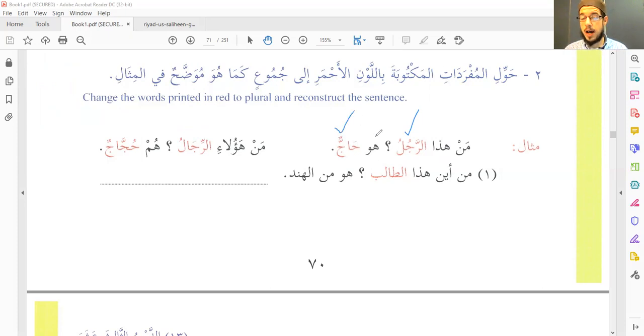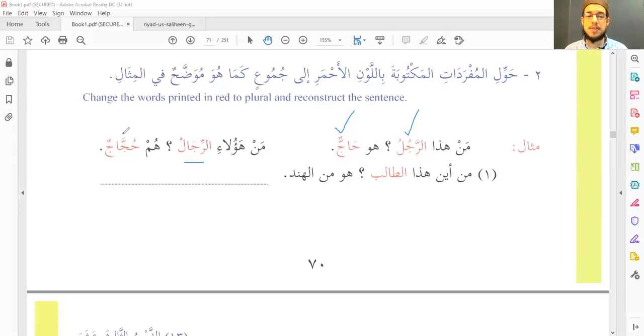So the first thing that we're going to have to do is convert those two nouns into their plural forms, right? Both of these happen to have broken plurals. The plural of الرجل is الرجال, and then the plural of حاج is حجاج.